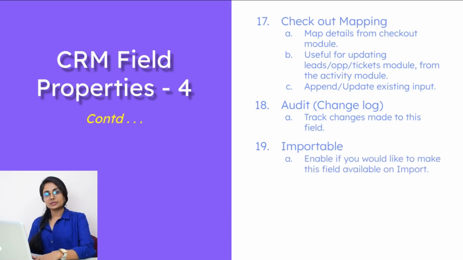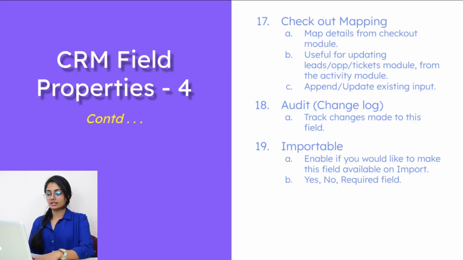Next property we have is importable. When you enable the importable property for a field, you can enable that field for the import file. That means if I am updating some data in leads or uploading it, I will get that field for import, where I can change the data of that field through bulk upload.